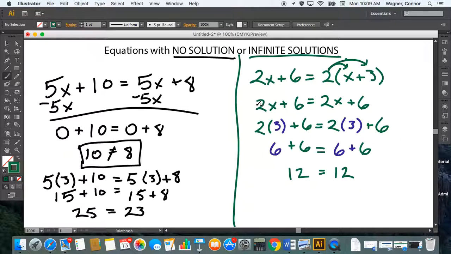If I plug in a 2 here, 2 times 2 is 4, 4 plus 6 is 10, and the same thing would happen on this side of the equation. So anytime you get an equation where both sides are the same, whether you're combining like terms or simplifying, once you recognize that both sides are the same, you know that you have reached an infinite number of solutions. Let me put that down here. This will happen when both sides of the equation are the same.